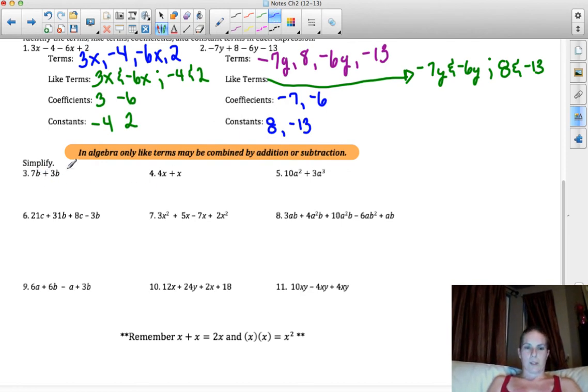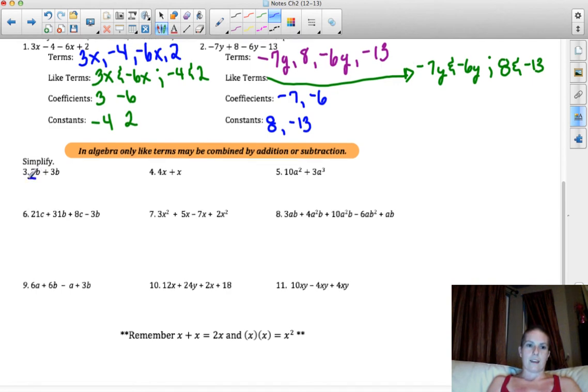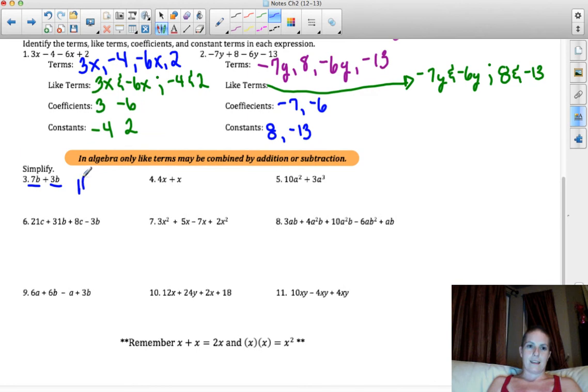So this first problem, number 3, has 2 terms, 7b and 3b. They are alike, so I can add them. Positive 7 plus positive 3 would give me 10b altogether. 10b. We'll go to number 4.